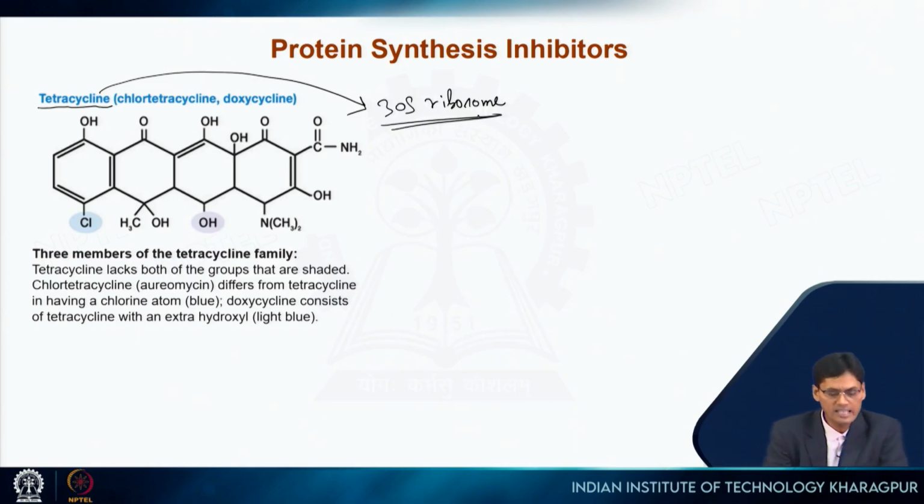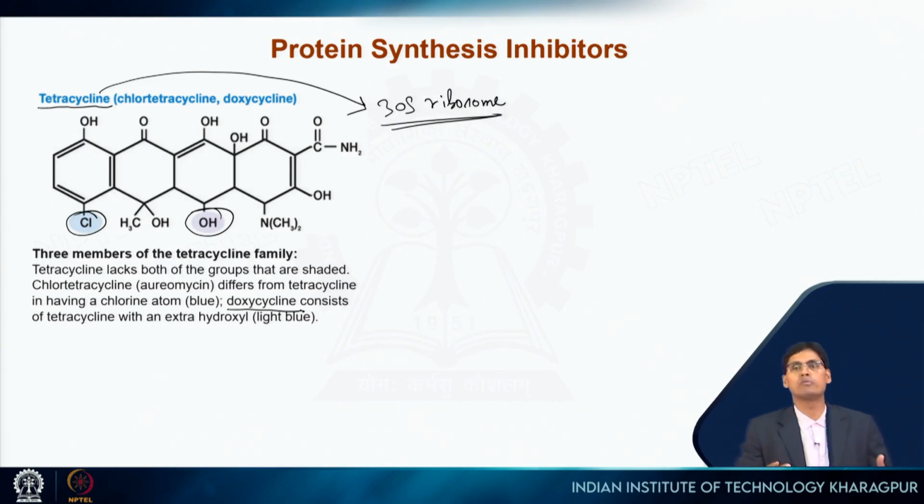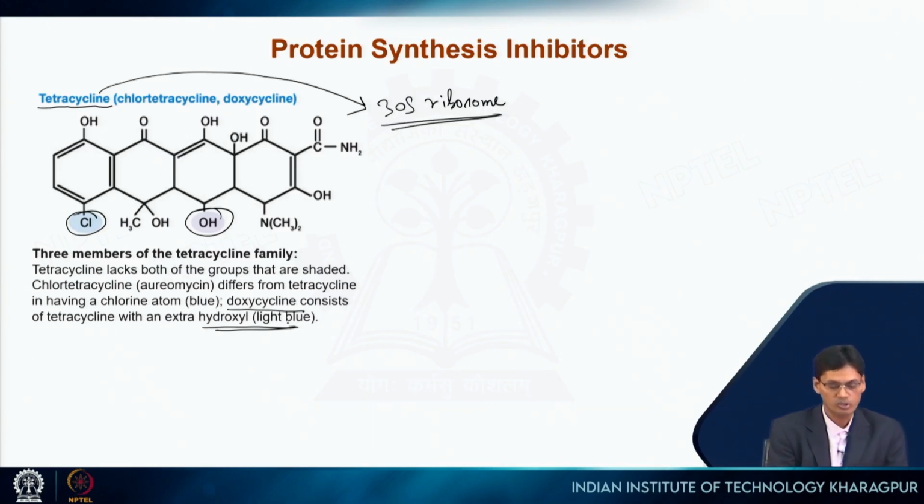So this is tetracycline, and here, as you can see, there is a little bit of modification, for example this OH group and this chlorine group, which are not present in tetracycline. Tetracycline lacks both of these groups, but doxycycline, which we are also using now as an antibiotic, consists of tetracycline with an extra hydroxyl group here, and on the other hand, chlorotetracycline has an extra chlorine group here, but their mode of action is the same.